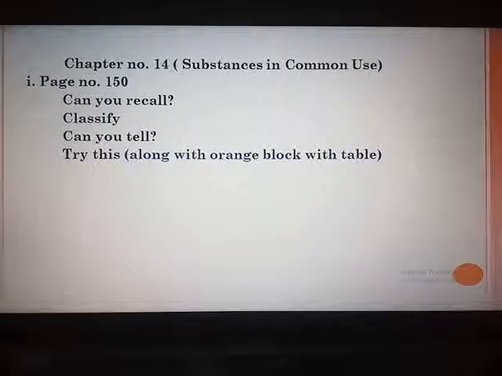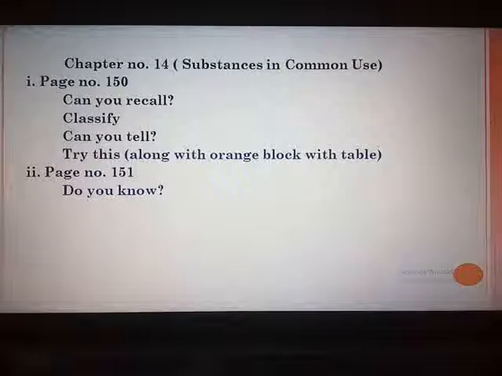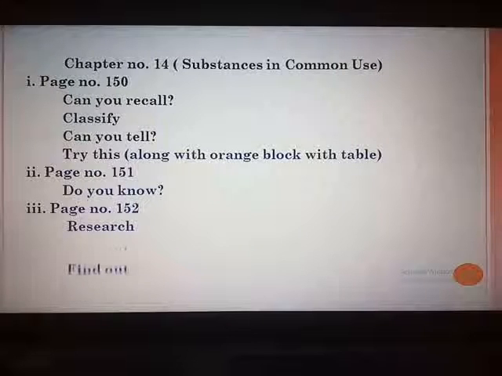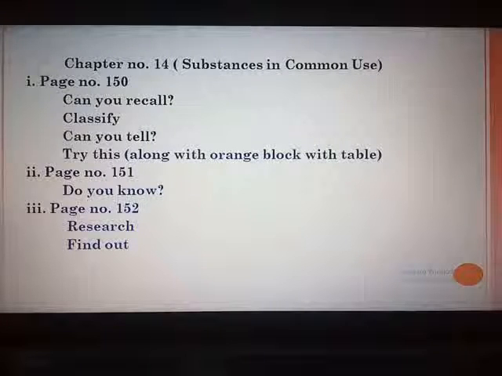Page number 151, a very small activity towards the end of the page. Do you know? Purple colored block, that you have to remove. Turn your page, page number 152, there are 2 reductions. One is a small activity towards the upper part of the page, research. And the last lines of that page, find out activity, both the questions about the various types of bleaching powder available in the market, what distinguishes these different types, all these things you have to remove. So on page number 152, 2 activities are removed, research and find out.